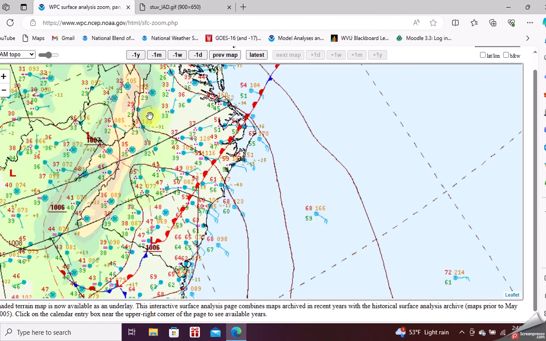So the first thing that is done is every one of these observations are plotted on a weather map. So that's the first part. They're all plotted where they are. What they have on them is kind of important for how you analyze it. So we're going to start with pressure.